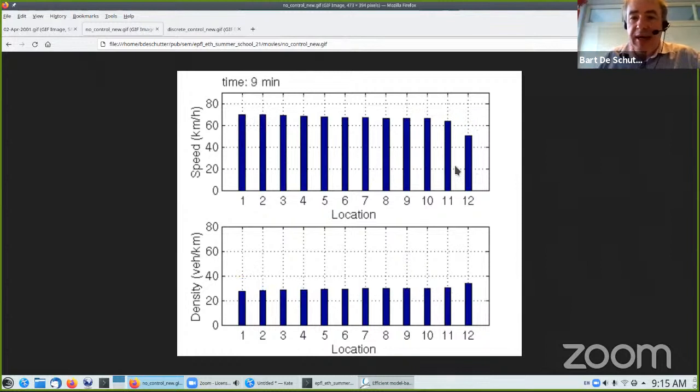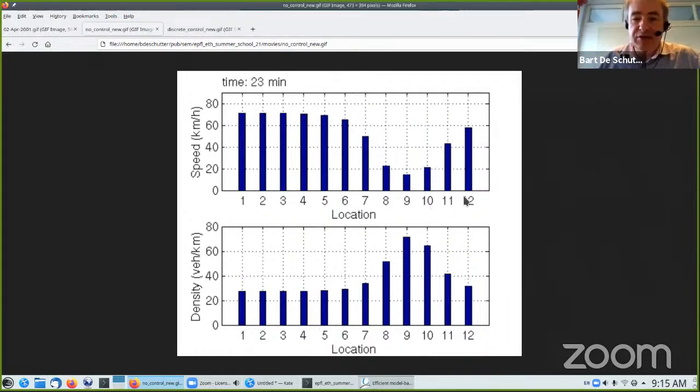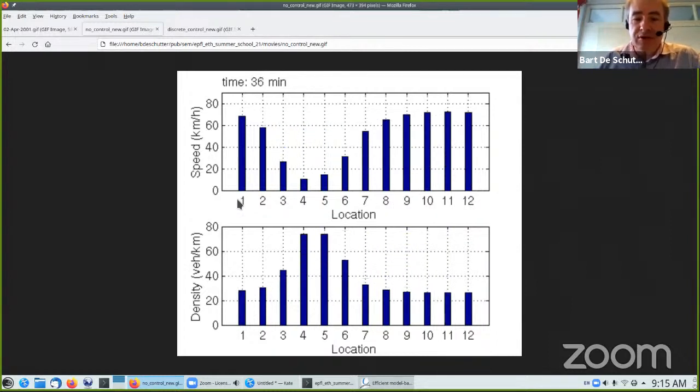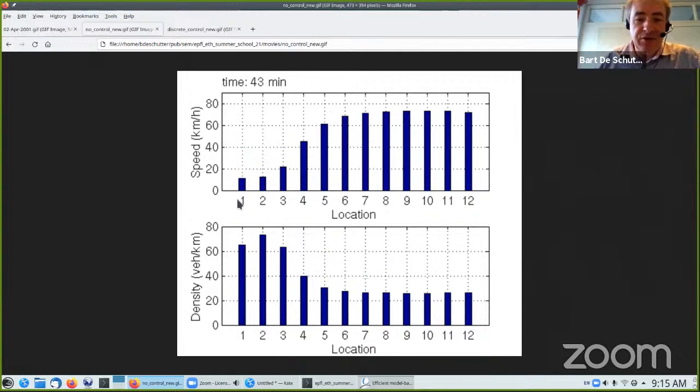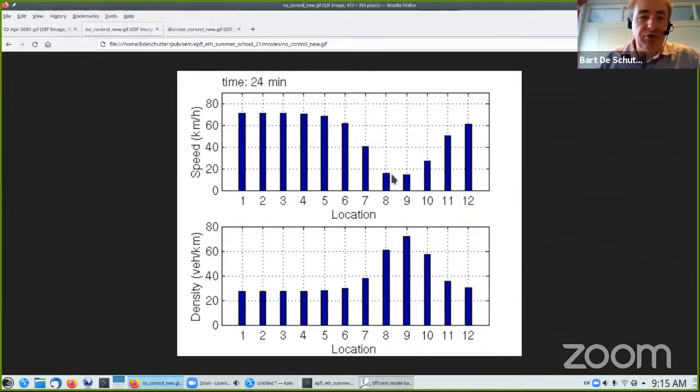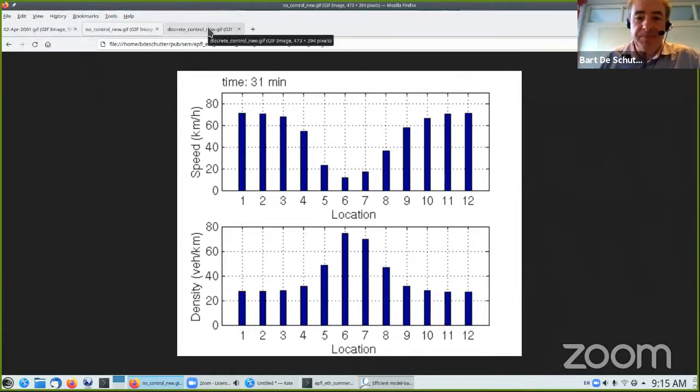And if you don't do any control action, then you will see that the congestion moves through the entire link. This will cause delays, because you get reduced outflow of the region that is congested, and it may cause unsafe situations. So this is the uncontrolled situation. In the next animation, I will show you the controlled situation.